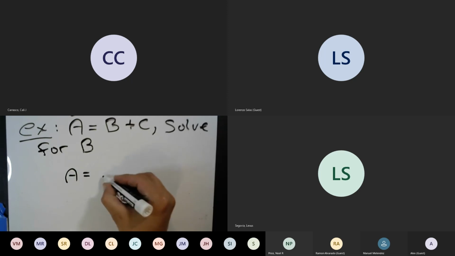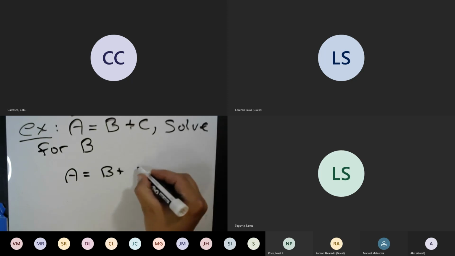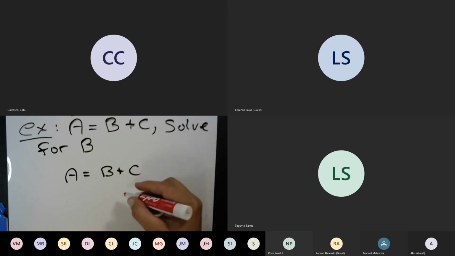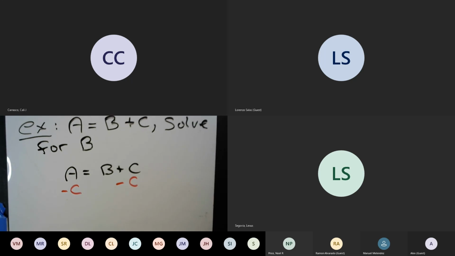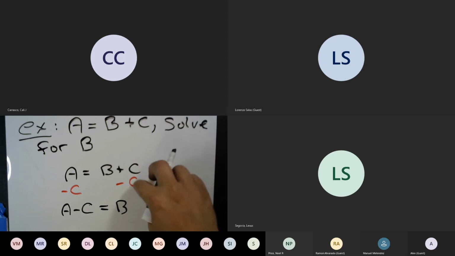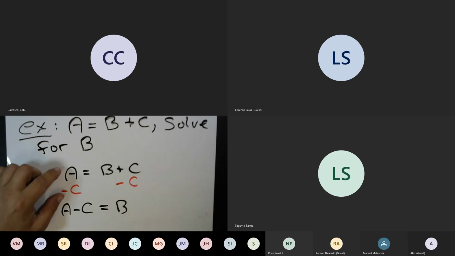We want to get B by itself. So it's got this C here, so we want to cancel this C. So we get A minus C is equal to B. Now the C's will cancel here. Now we don't know though A and C, we don't know their value.